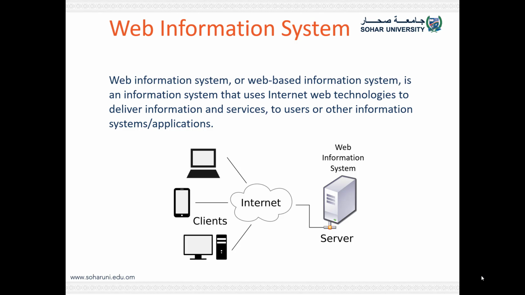So you can find in the first slide the definition of Web Information System, which is simply an information system that uses the internet technology. The purpose of the web information system is always to deliver information and services to the users, or maybe sometimes other information systems. So this is the definition, the web information system: an information system using the internet to deliver information and services.